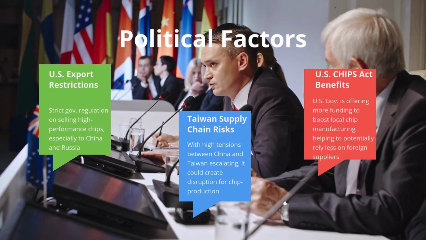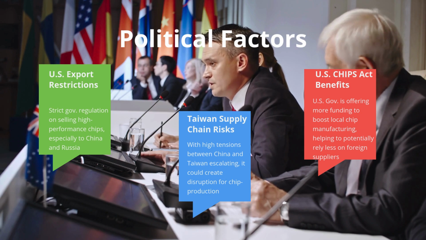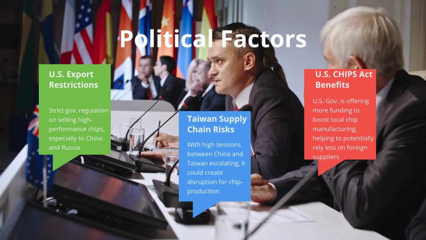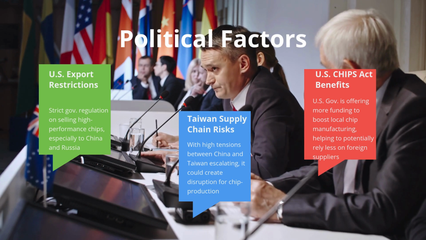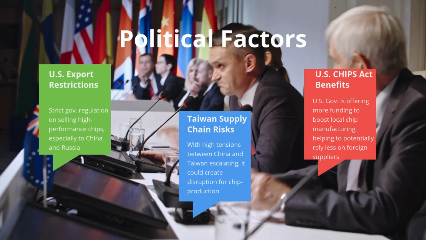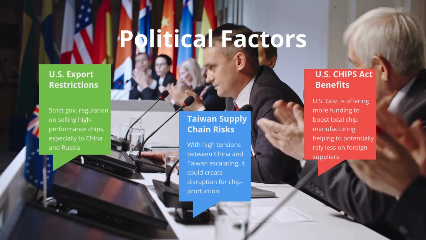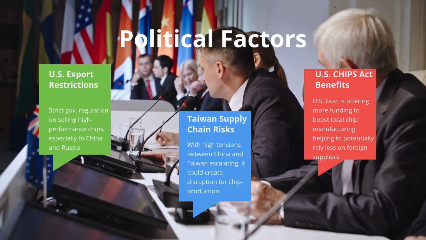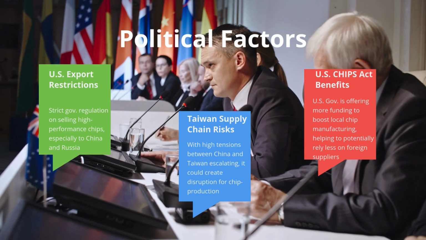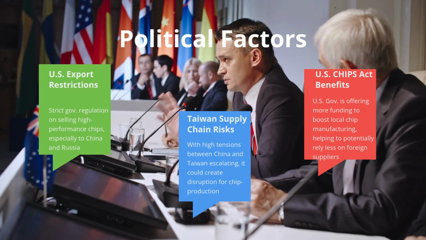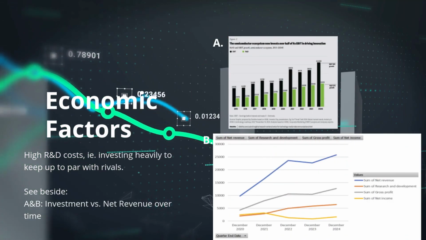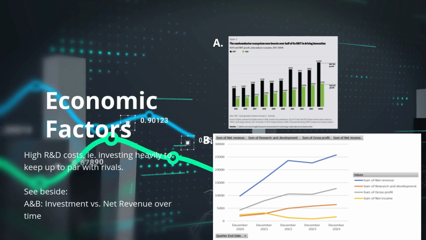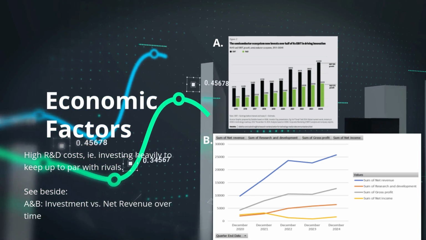U.S. export controls on advanced chips could restrict AMD's sales in critical markets like China, while geopolitical risks in Taiwan, home to key supplier TSMC, threaten production stability. On the positive side, federal incentives under the CHIPS Act may offset these risks by boosting U.S.-based manufacturing and supply chain security. AMD spends heavily on research to compete with Intel and Nvidia, especially in AI, cloud, and advanced computing.